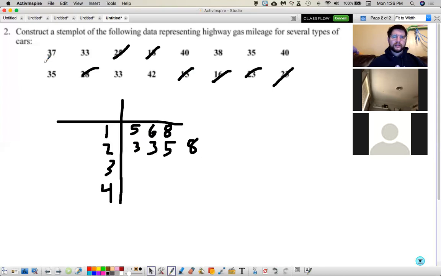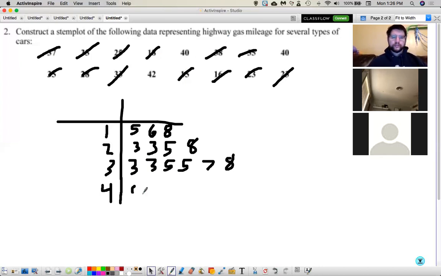So let me go to my 30s. Let's see, 37, 35, 2 33s. So I'm going to use those 2 33s first, it looks like. And I think 35 was next. I've got 2 of those as well. And then it looks like 37 and 38. And then I've got 2 40s and a 42.